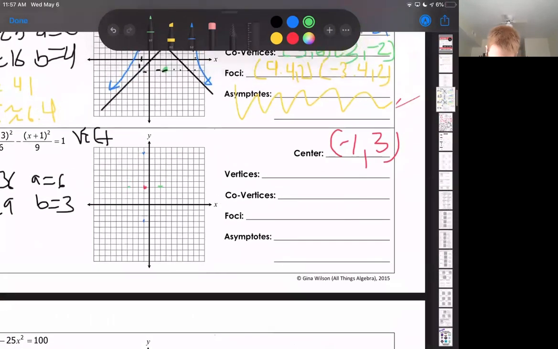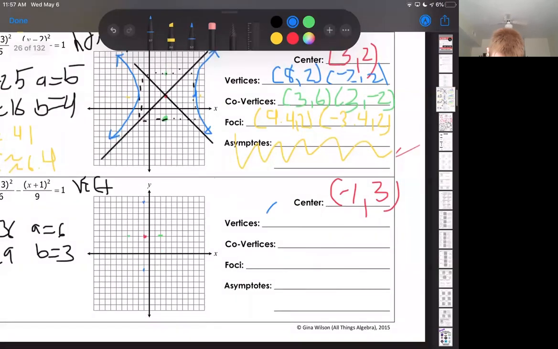So to write those coordinates, either look at your graph or make sure you're starting at our center. For example, we went up 6, so we would add 6 to the y value of our center and get 9. And we went down 6, so you would subtract and you would get -3. Our co-vertices, we went right 3, so you'd get 2, 3. If you went left 3, you'd get -4, 3.